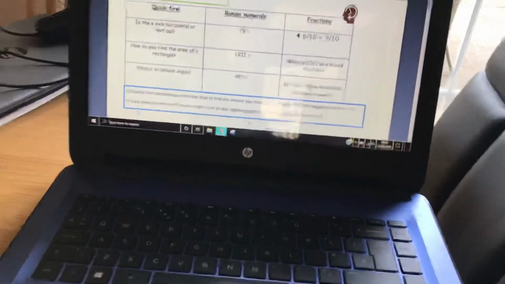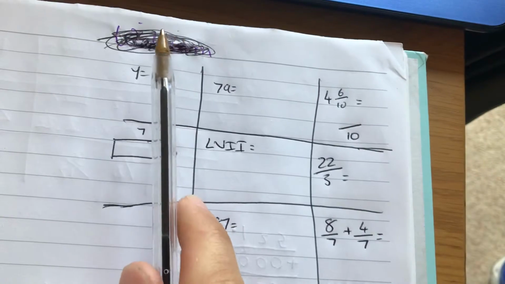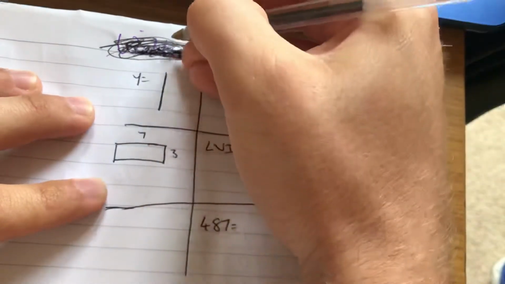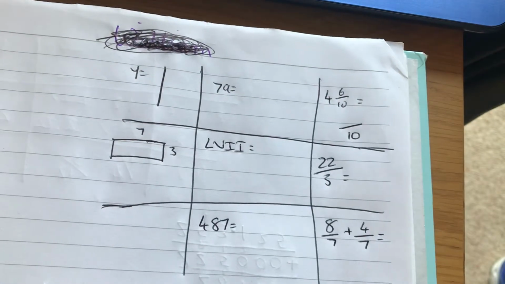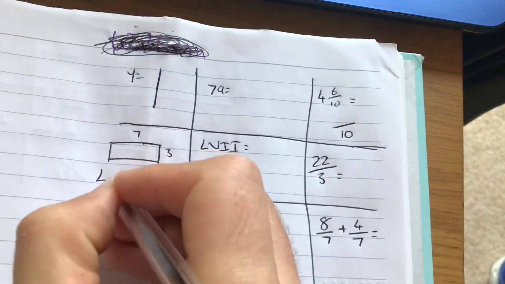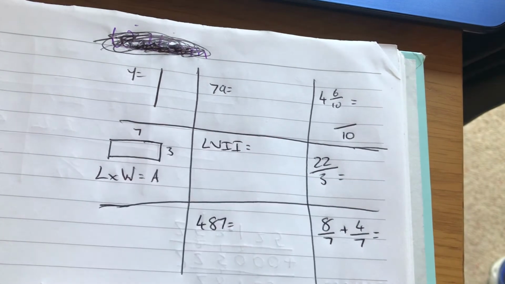So, there we go. So, first ones. Is the y-axis horizontal or vertical? Well, it's the vertical one. It's the one that's going up and down. How do you find the area of a rectangle? We should know this. So we multiply, don't we? We multiply the length times the width. So we do length times width equals area. Or 7 times 3.